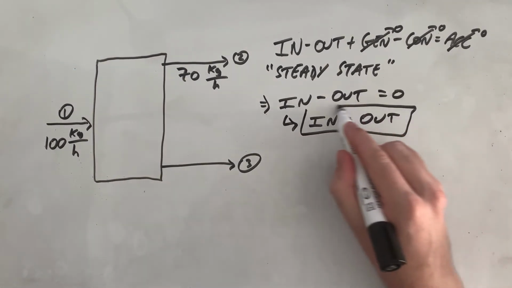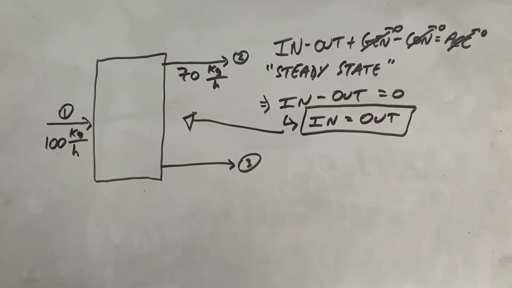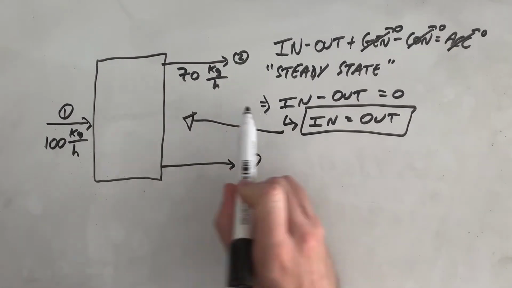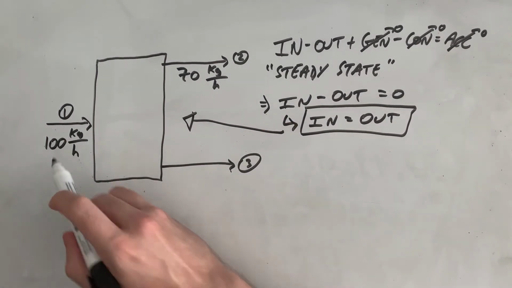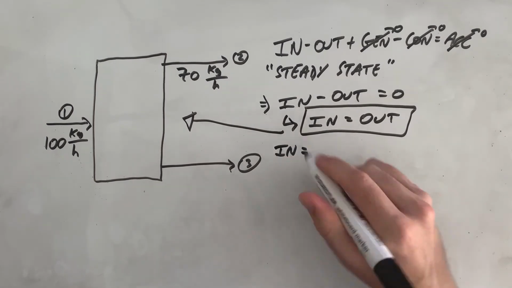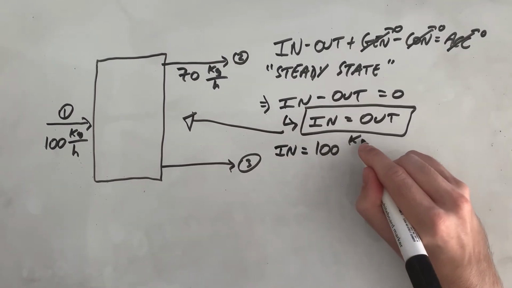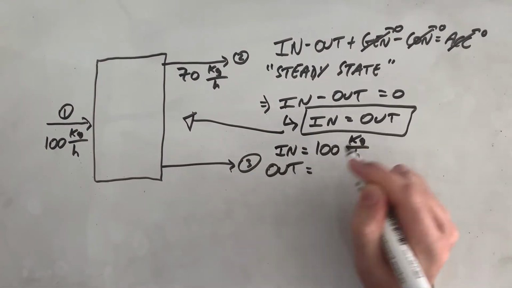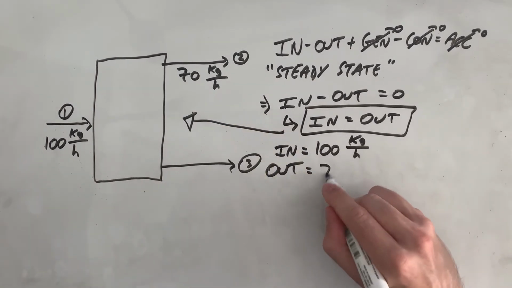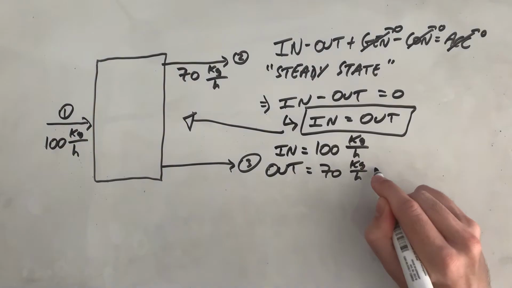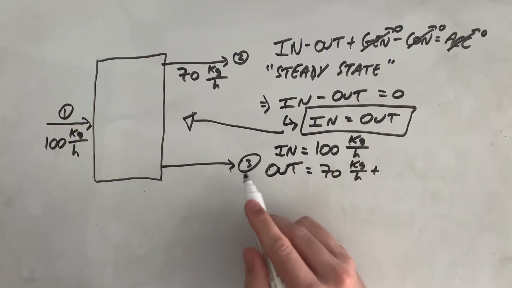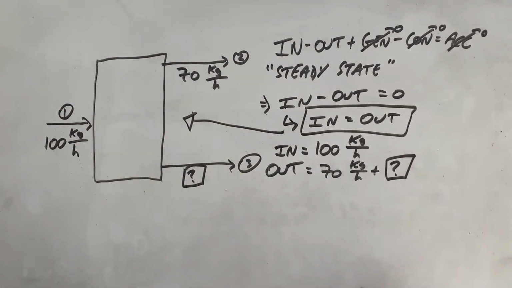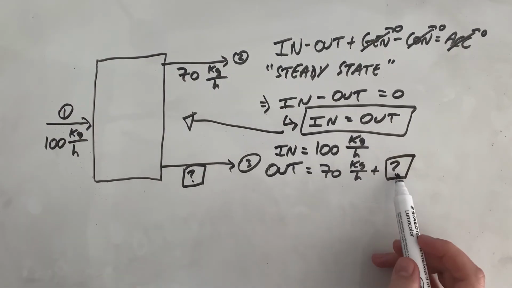Well, now the question is, how do we relate this to our problem here? Well, it's rather simple actually, because what's coming into our system, the only stream coming in is stream 1, and in, therefore, in this case, is 100 kilograms per hour. Out is going to be the flow rate of stream 2, so 70 kilograms per hour, plus this unknown flow rate of stream 3, this question mark. But now this is simple. We have our one equation and we have one unknown.